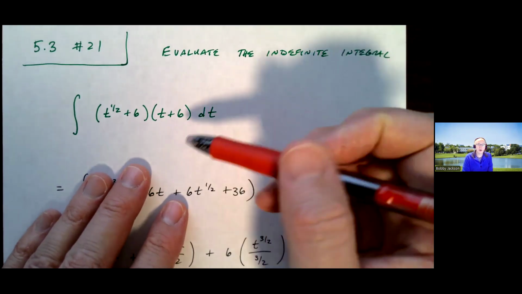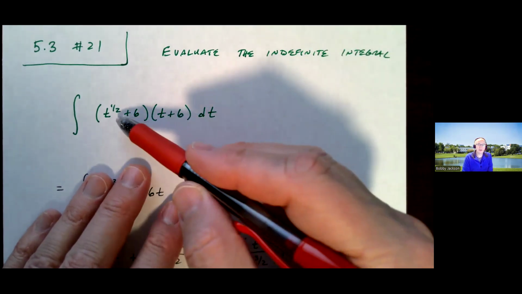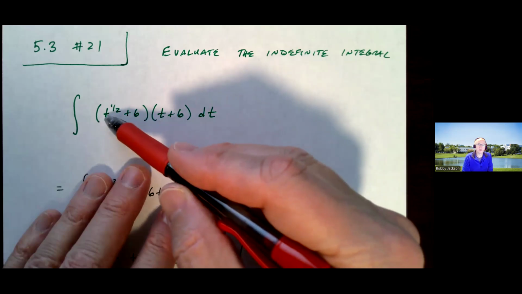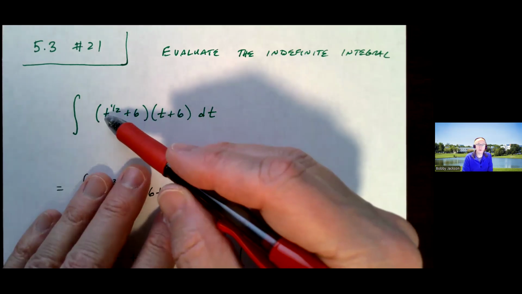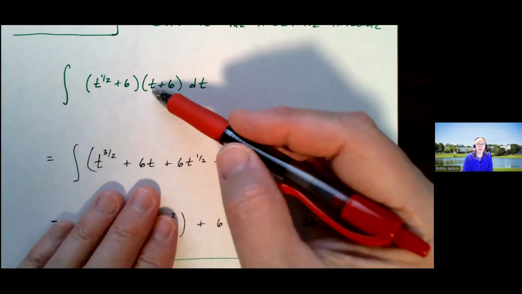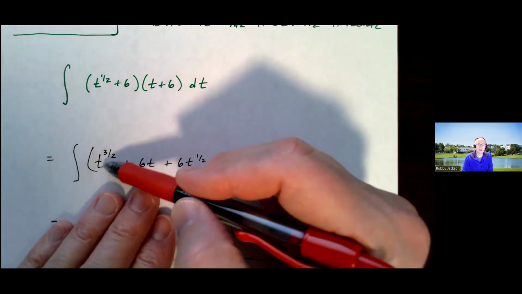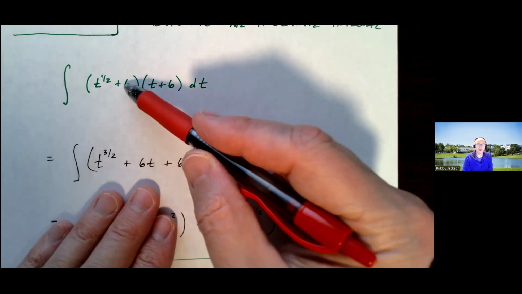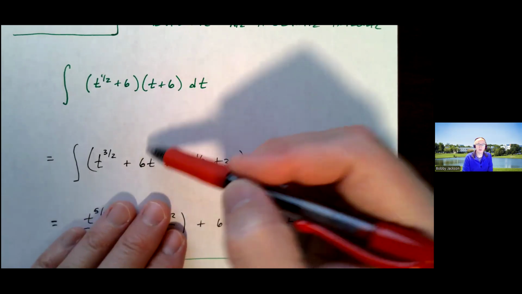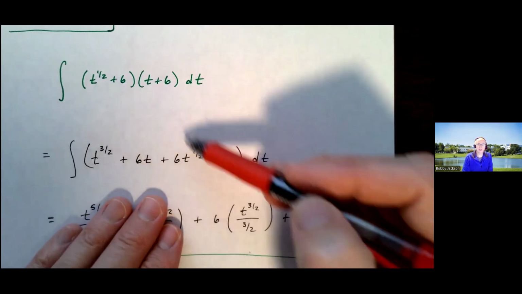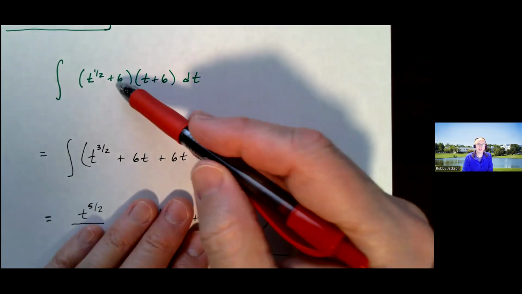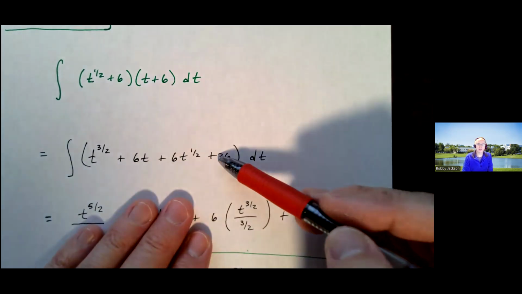In Achieve. Okay, to evaluate this, what we basically have to do is expand this out. Go ahead and multiply this out, FOIL it out, if you will, first times first. t to the 1/2 times t, I add the exponents and I get t to the 3/2. I'm going to multiply the inner ones here. 6 times t gives me 6t, and then the outer is 6 times t to the 1/2. Last times last, 6 times 6 is 36.